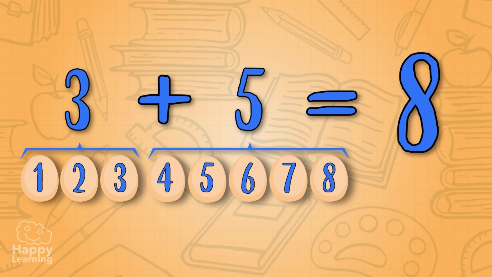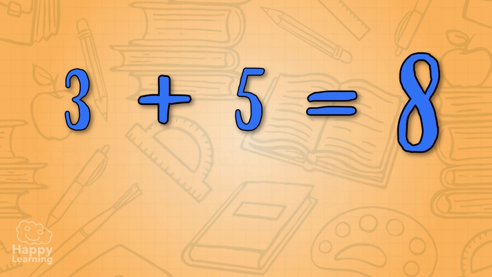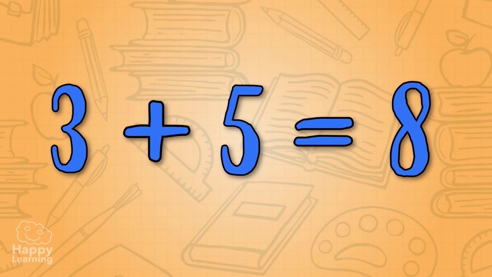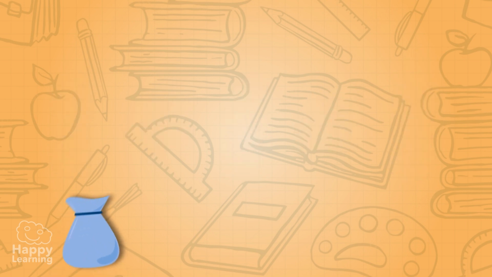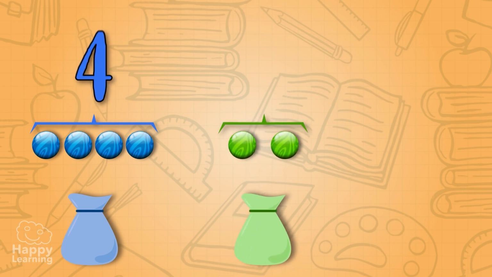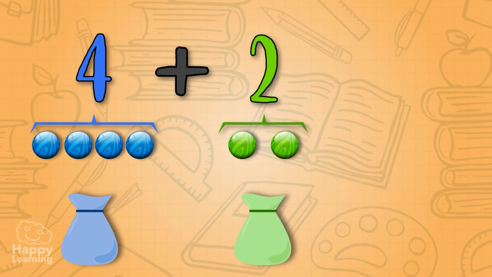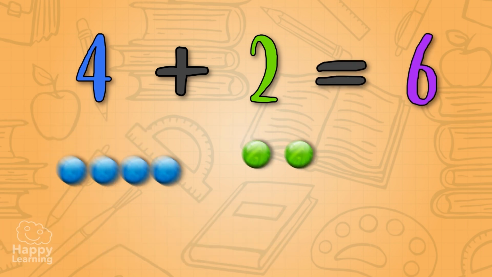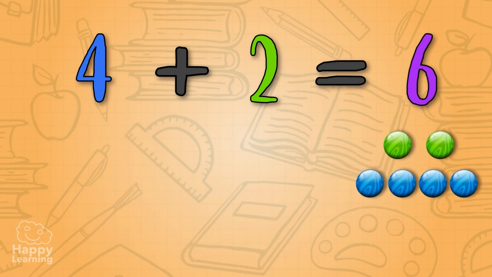When we're adding, we only write down the number. We don't say what we're talking about, so it's easier to write. If we add 4 blue marbles plus 2 green marbles, we write 4 plus 2. That makes a total of 6. So we know we have 6 marbles.